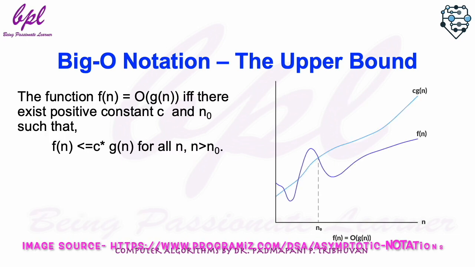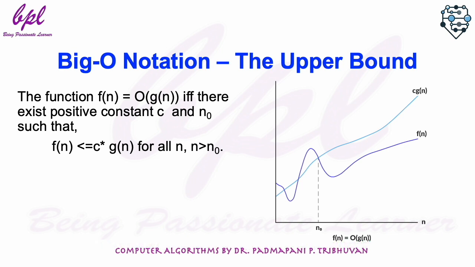The formal definition of Big O states the function f(n) = O(g(n)) if and only if there exist positive constants c and n0 such that f(n) ≤ c·g(n) for all n > n0. This means that f(n) will never grow faster than g(n) multiplied by some constant c, starting from a certain point n0 onwards.